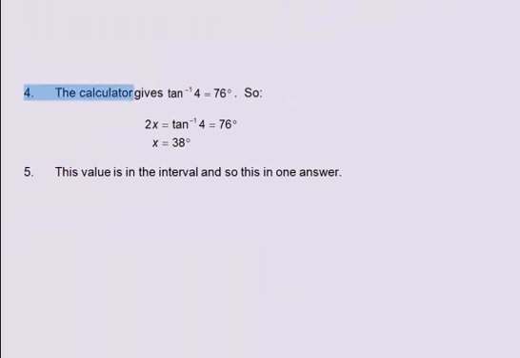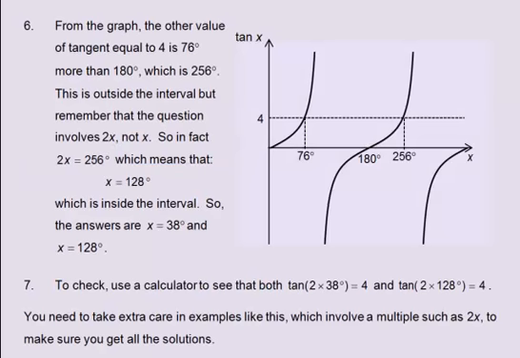4. The calculator gives inverse tan of 4 equals 76 degrees, so 2x equals the inverse tan of 4, which equals 76 degrees, and divided by 2, x equals 38 degrees. 5. This value is in the interval, and so this is one answer. 6. From the graph, the other value of tangent equal to 4 is 76 degrees more than 180 degrees, which is 256 degrees.